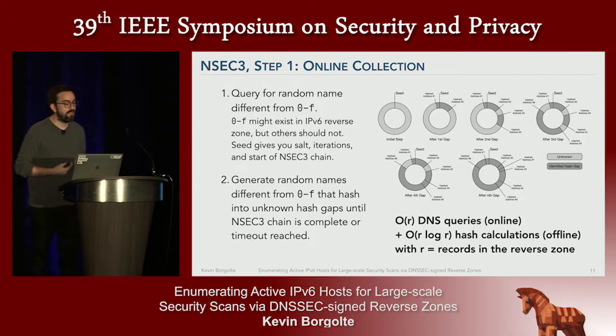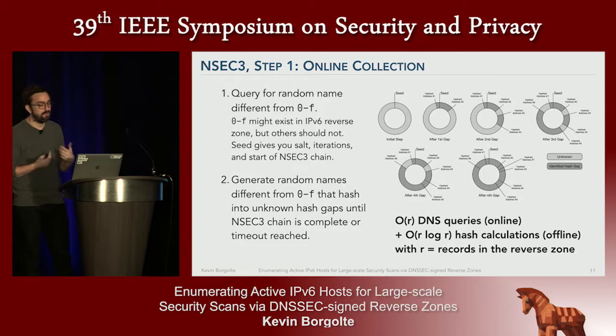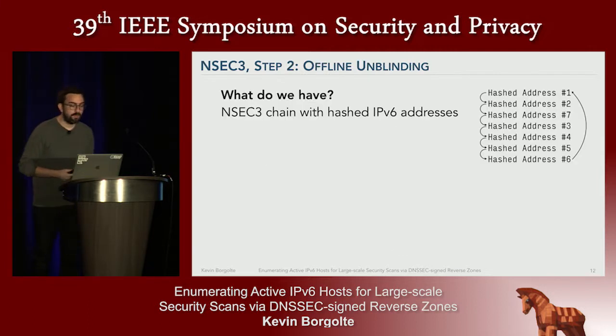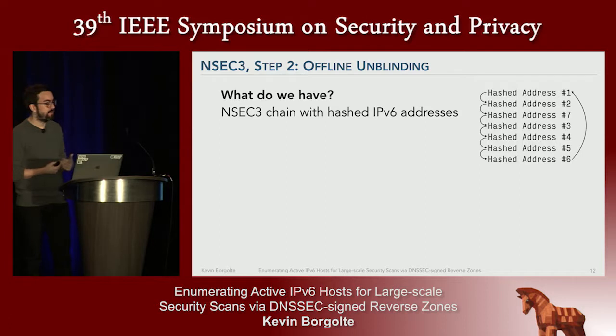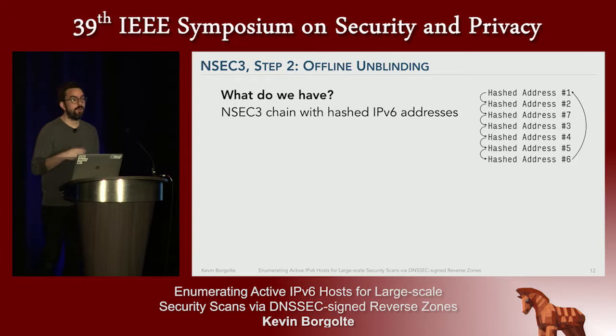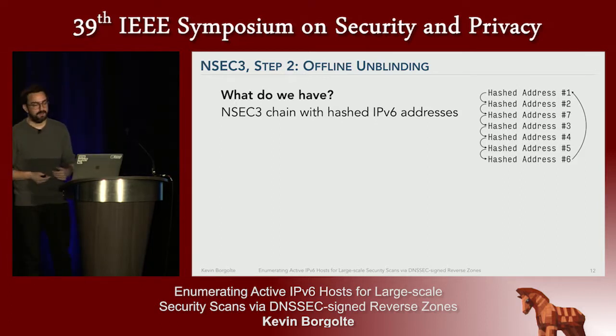And ultimately, this bounds the queries that we need to do online, and all of the hash calculations, which are on average O(log R), we can do offline. So we actually only need to generate as many DNS queries as there are records in the zone. And a record in the IPv6 reverse zone is either a network, a delegation, or an address itself. So at this point, what we have collected is basically a chain of addresses. If we take the example from before, which is also in the paper, we have, for example, hashed address 1 pointing to hashed address 2, pointing to hashed address 7, to 3, to 4, to 5, to 6.